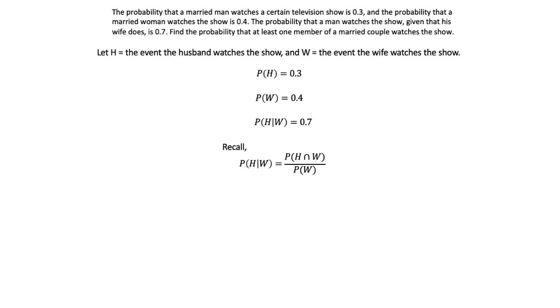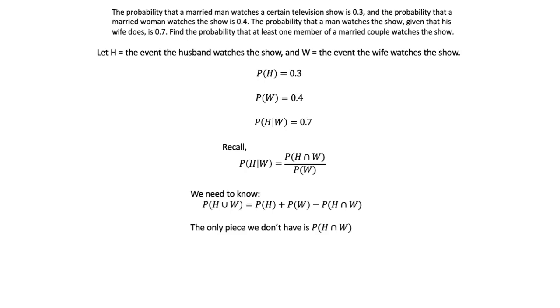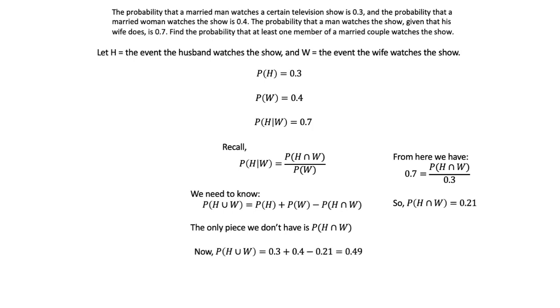Now remember, the formula for the conditional probability of H given W is the probability of H intersect W divided by the probability of W. What we want to know is the probability of H union W. And the only piece of that we don't have is the probability of H intersect W. Going back to our conditional probability, we can use what we know to find the probability of H intersect W. And from that we see that that's equal to 0.21. Now we have everything we need to find the probability of H union W, which is 0.49.